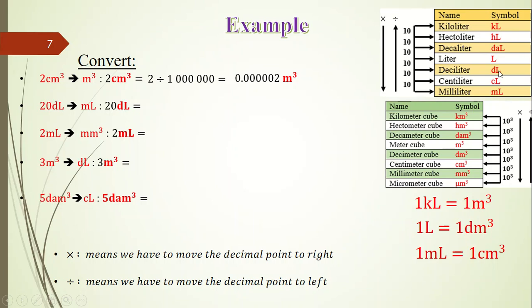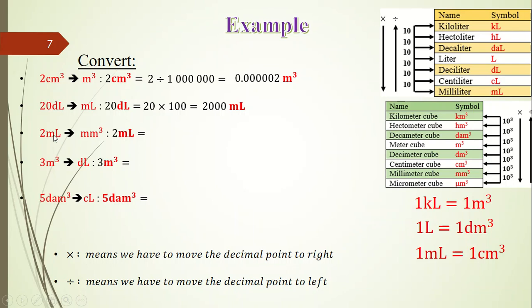To convert from 20 deciliter to milliliter, we'll use the first table. Deciliter is here and milliliter is here. So we are going downward, so we have to multiply. Multiply by what? Simply count the zeros. From deciliter to centiliter, 1 zero. From centiliter to milliliter, another zero. So we have 2 zeros, so we will multiply by 100. 20 multiplied by 100 gives 2000 milliliter.